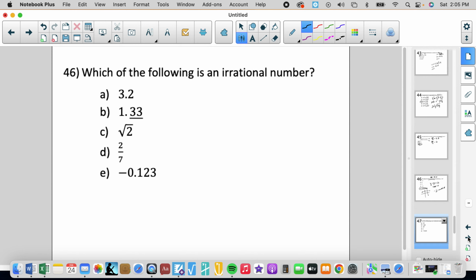So irrational is non-repeating and non-terminating. Okay, so what is non-repeating and non-terminating?